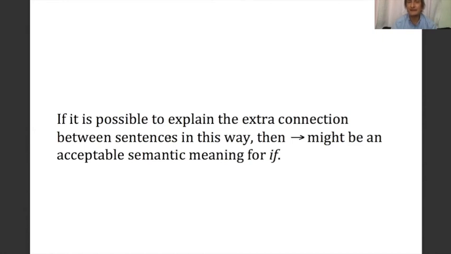Now, this isn't perhaps the standard explanation that you will find in other places, but the approach is very similar to what you will find elsewhere. It's trying to look for pragmatic reasons why an if-then statement would give you more than just a comment about truth.